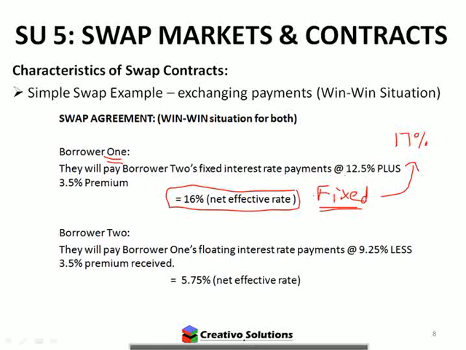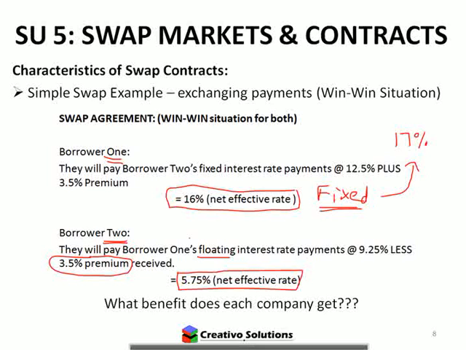Borrower 2. They're going to be paying borrower 1's floating. But borrower 1's floating is higher than their own. Do you agree? But they get a premium. So effectively they've reduced their floating, which is even less than the prime, 8.5. Yes, prime was 8.5. So borrower 2 would have been able to reduce their effective floating rate by 2.25%? No, 1.75, to make that 8.5 minus that.